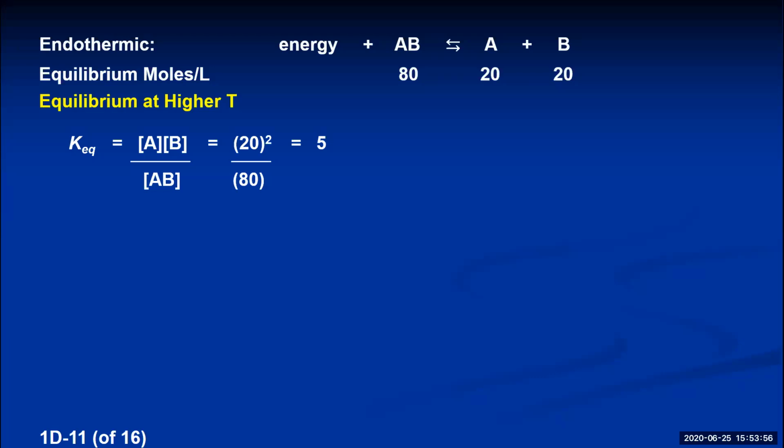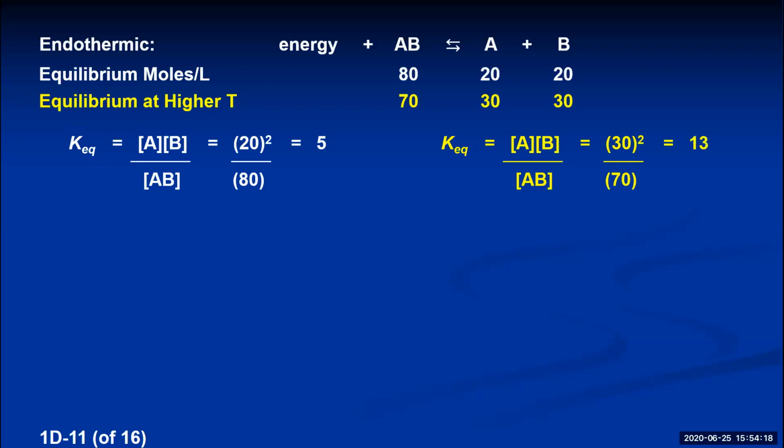Now, because energy is not matter, the only things that change are these 80, 20, and 20. The AB will react away because the reaction is shifting to the right, so you'll have a lesser amount of AB, and you'll wind up having a greater amount of A and B, and then you reach equilibrium. Now at this new higher temperature, the equilibrium constant is going to be 30 times 30 over 70, and it multiplies out to make 13.